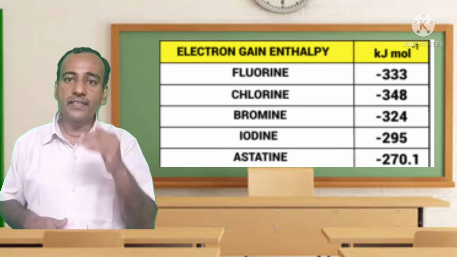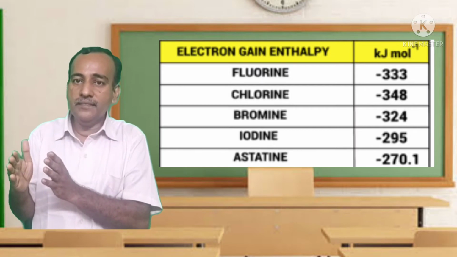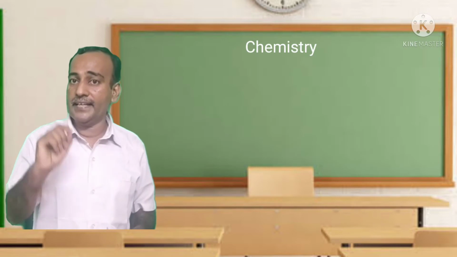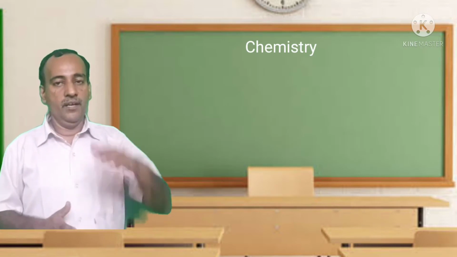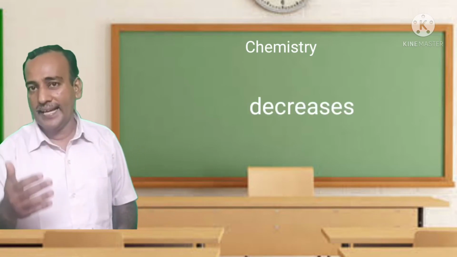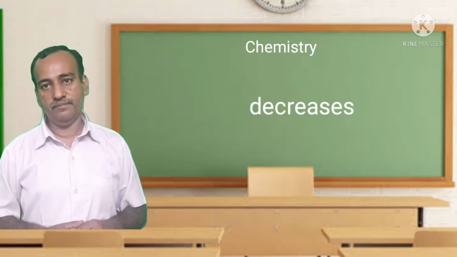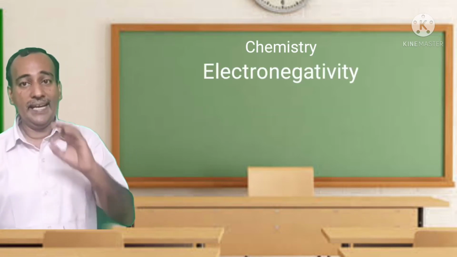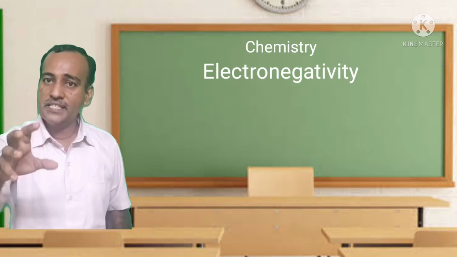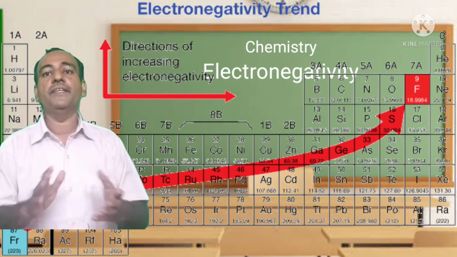It becomes less negative. So when we move from left to right, in a corresponding period, halogens possess high negative electron gain enthalpy, but when we move from top to bottom, the electron gain enthalpy value gradually decreases because of the increase in atomic size. Now we have to study about electronegativity.